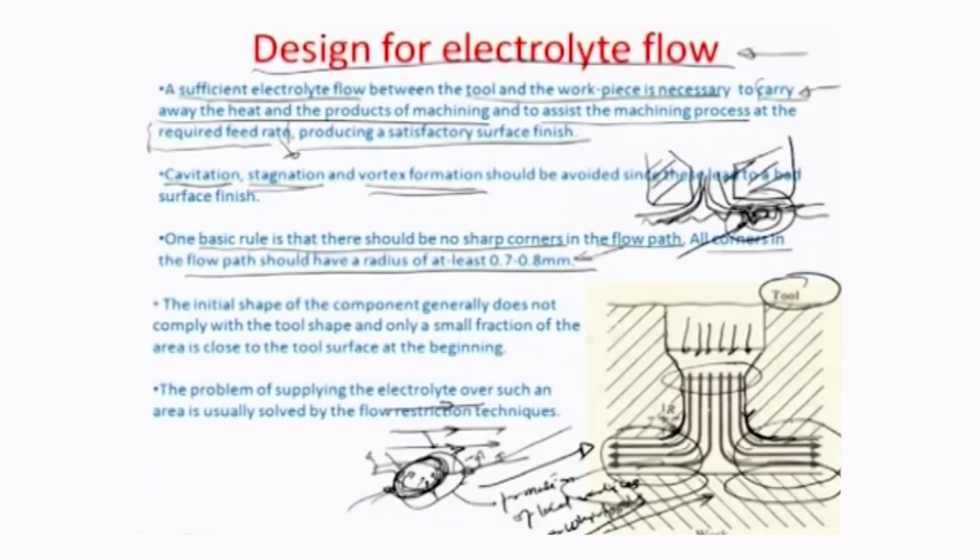So, the initial shape of the component generally does not comply with the tool shape, and only a small fraction of the area is close to the tool surface at the beginning, and that results in another very interesting problem where you have to actually restrict the flow.